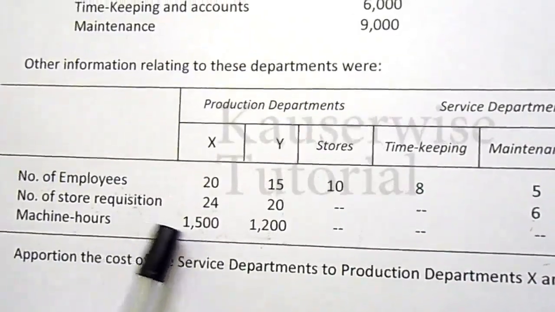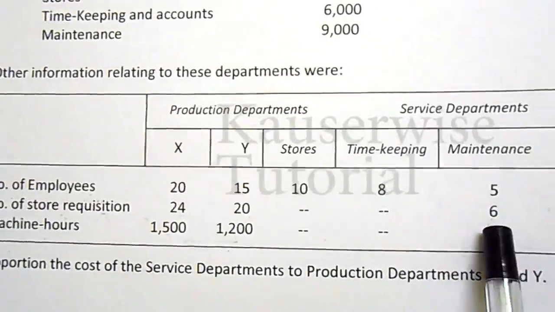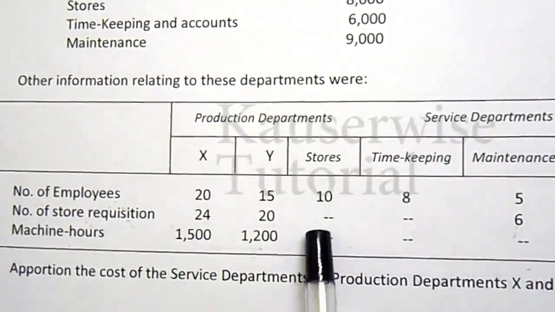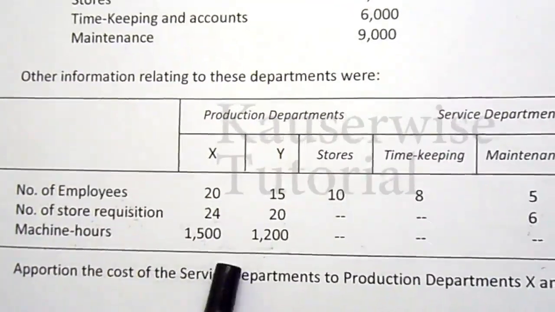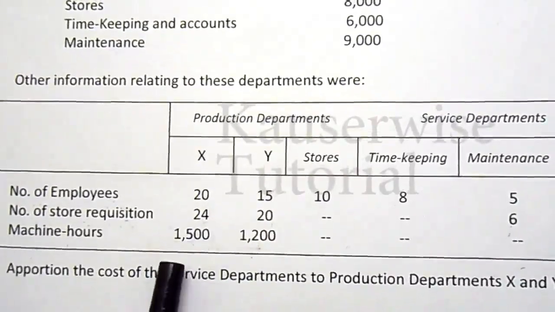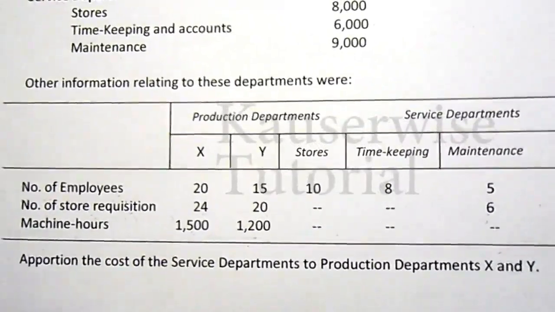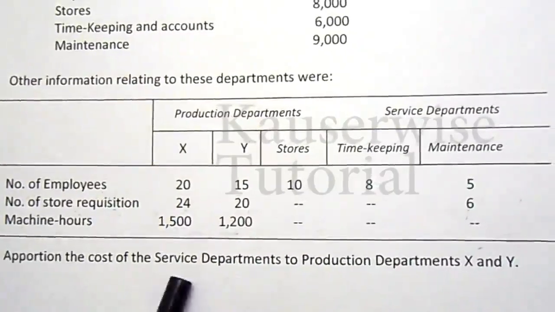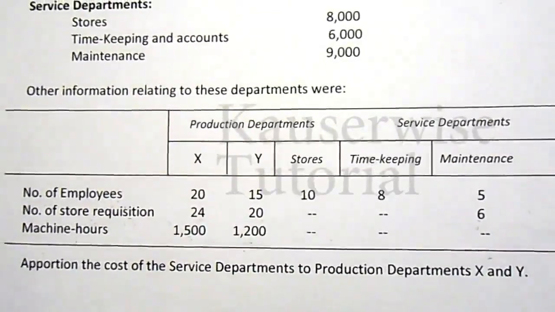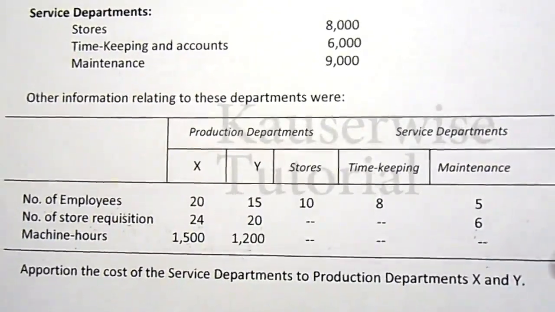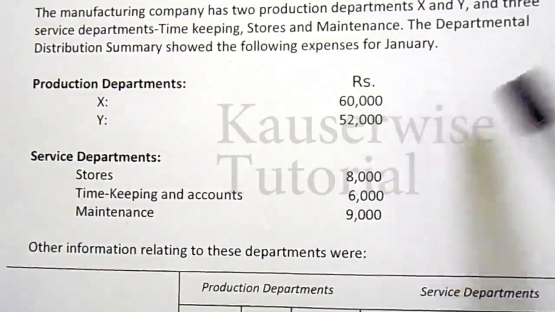Number of store requisitions: for X 24, for Y 20 and for maintenance 6. So there will be no proportion for stores and timekeeping. And the last one, machine hours, which is given only for production departments. That is for X 1500, for Y 1200. With this information, they ask you to apportion the cost of service departments to production departments X and Y. So here we are going to prepare the secondary distribution summary. That is, we are going to allocate the service department cost to production departments according to the step method.